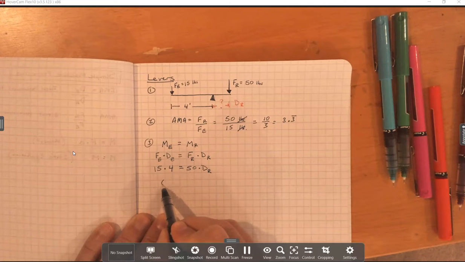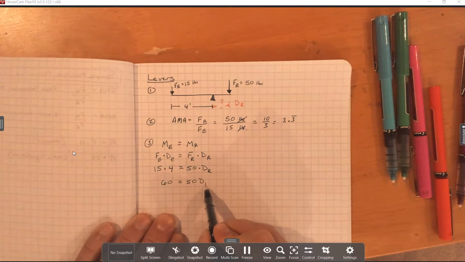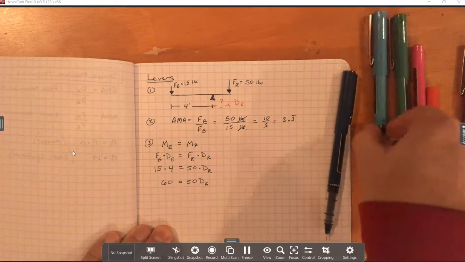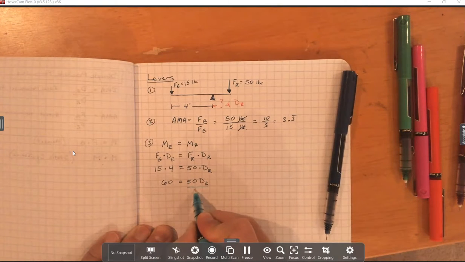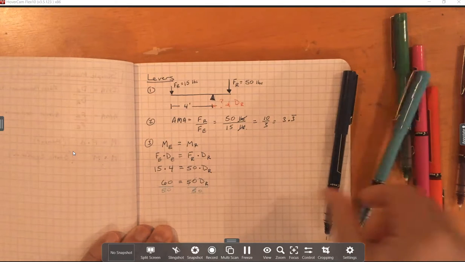And so we can now use this equation to solve for dr. So 15 times 4 is 60. 60 equals 50 times dr. We will then divide both sides by 50 to get dr alone. Whatever we do to one side, we do to the other.